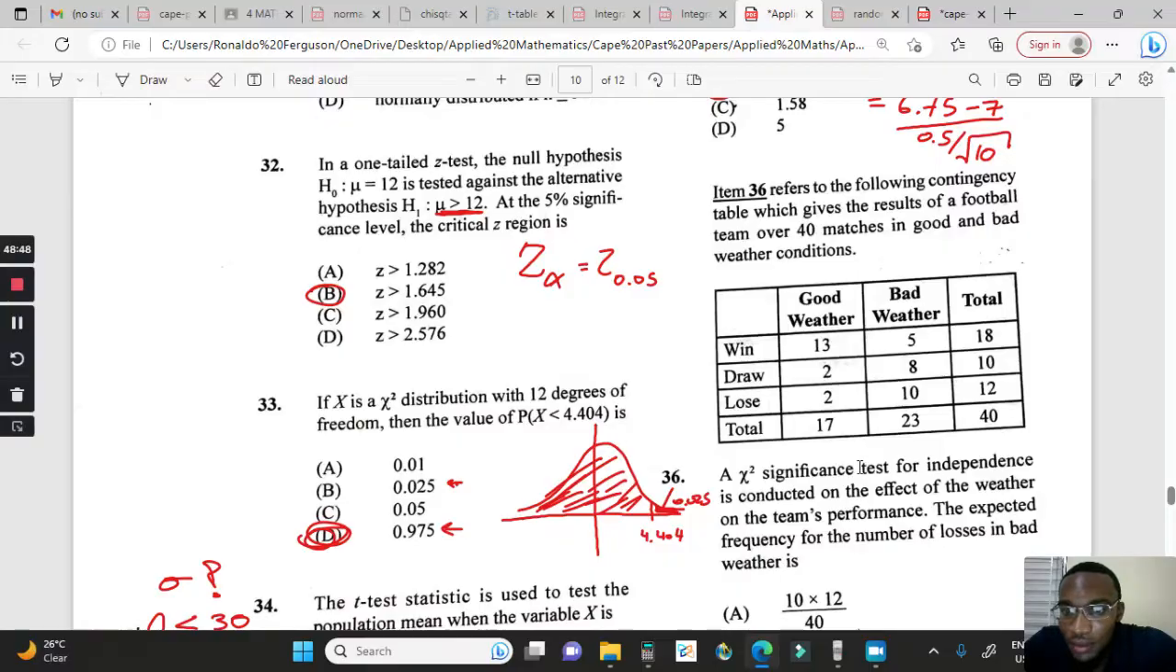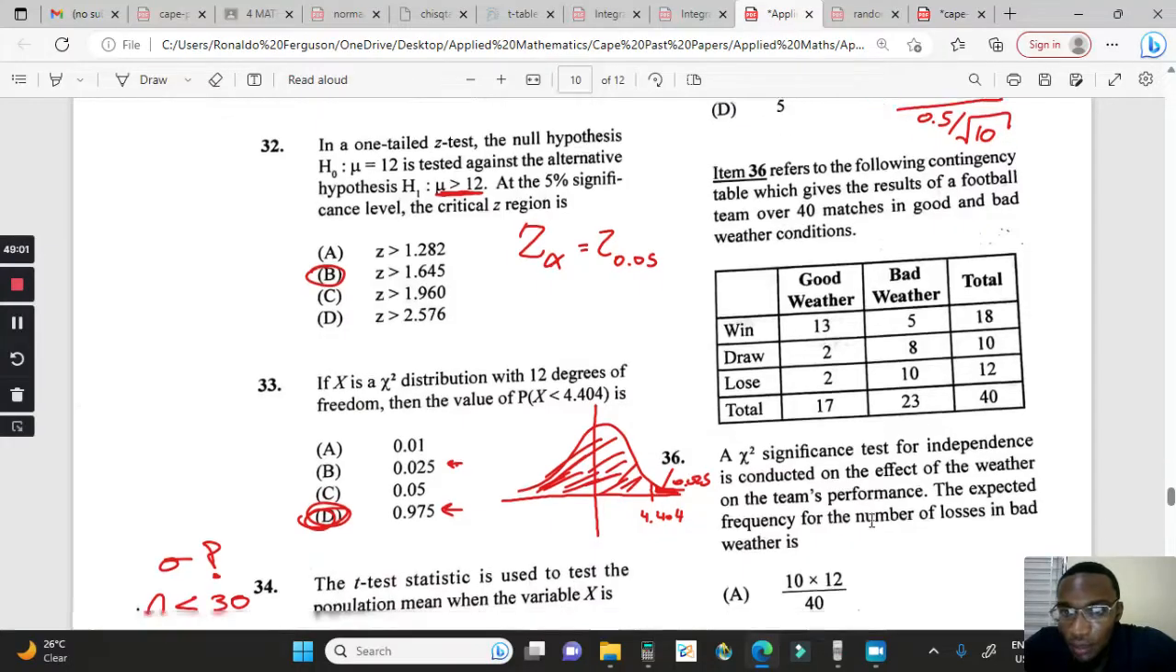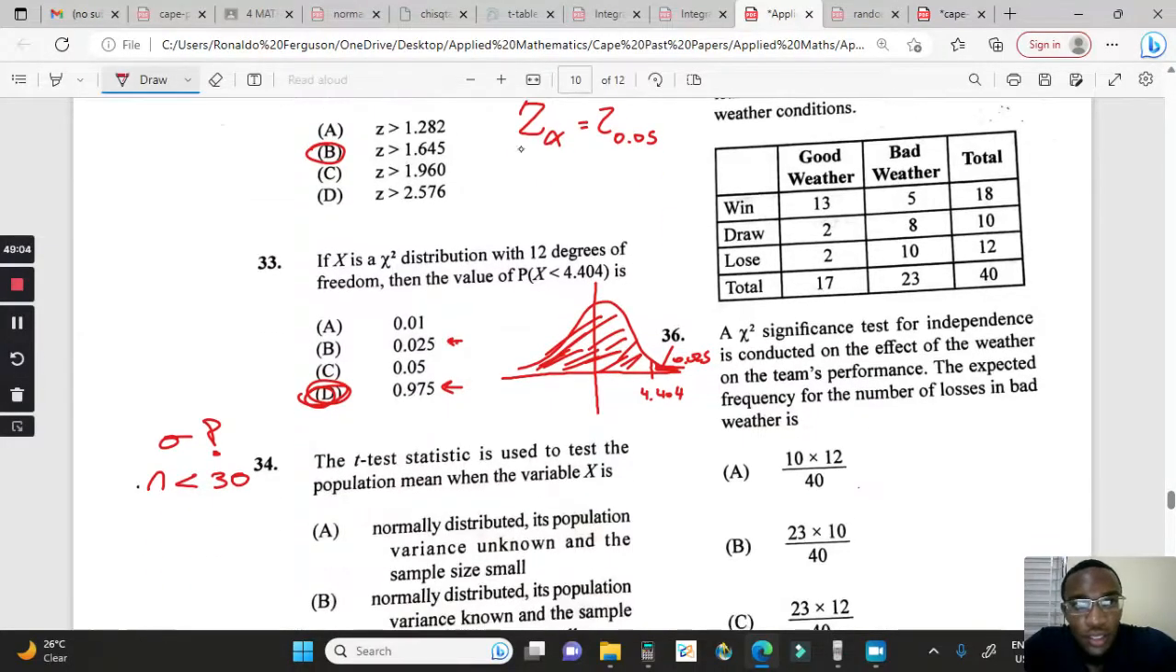It says a chi-square test for independence is conducted on the effect of the weather on the team's performance. Find the expected frequency for the number of losses in bad weather. So this is the loss in bad weather, this one. Now you have to remember this formula for the expected value: it is the row total times the column total over the total. That's how we find expected value.